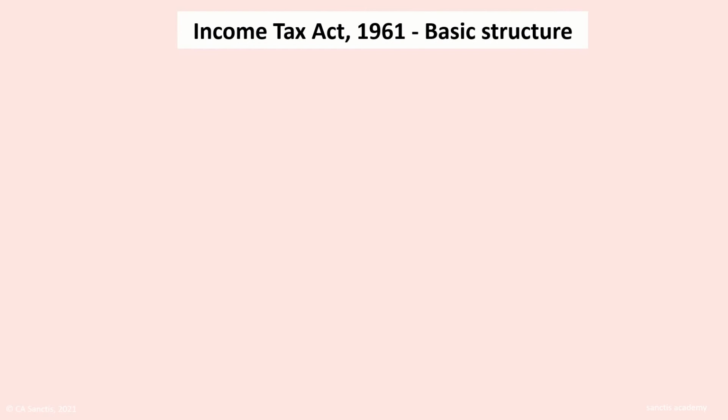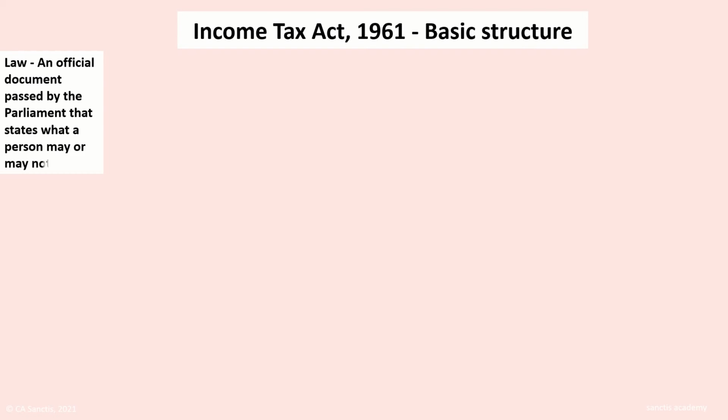The Income Tax Act 1961 is a law that is passed through Parliament by the central government. So what is a law? A law is an official document passed by the Parliament that states what a person may or may not do. A law is in the form of a book. The Income Tax Act 1961 is a law that lays down income on which a person has to pay tax or does not have to pay tax, and provides at what rates a person has to pay tax.